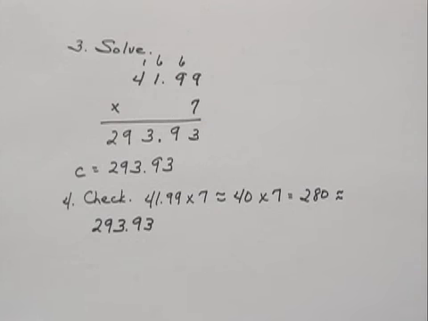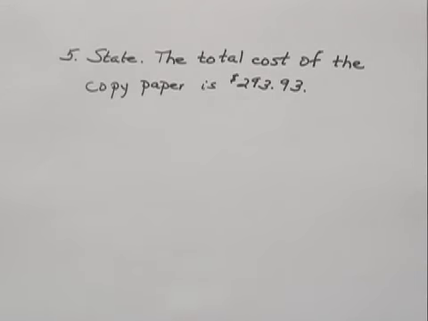So let's go to the 5th step in the process, which is to state the solution. We say the total cost of the copy paper is $293.93.